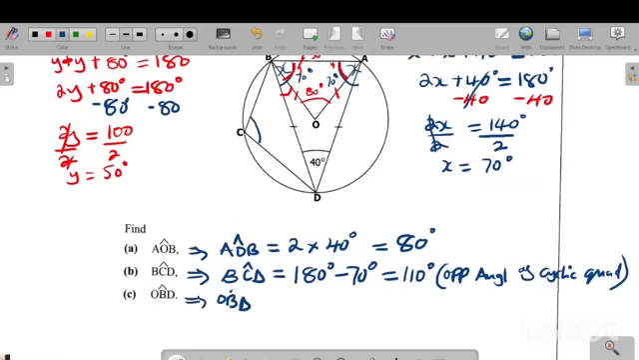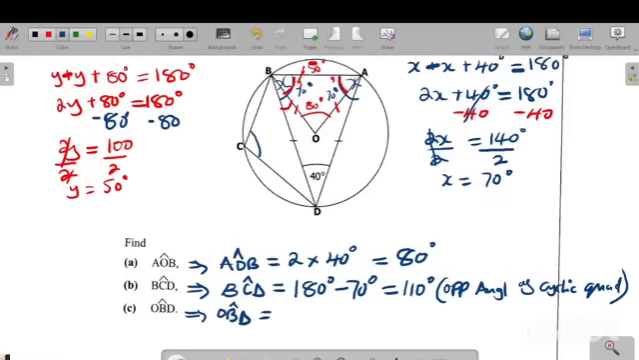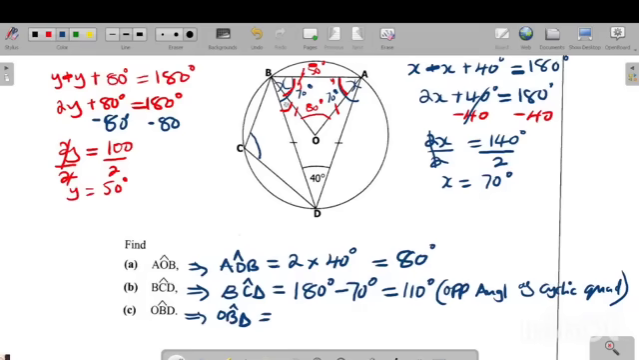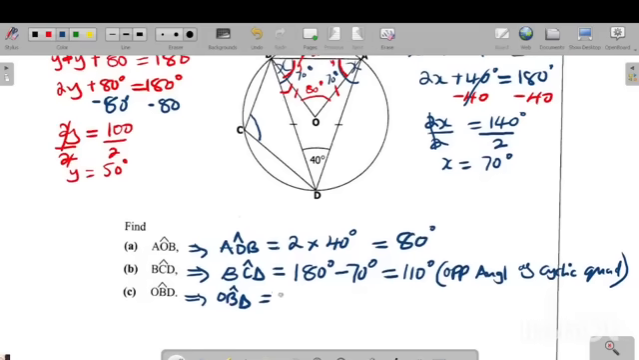Now, for us to find angle OBD, we are going to say, because the entire angle here in the first place, we found that it's 70, okay? So for us to find this angle here, we are going to say 70, which is the entire angle, minus this 50 here, so that we find the other remaining angle. So we are going to say 70 degrees minus 50 degrees, which gives 20 degrees. All right, so this is the answer.